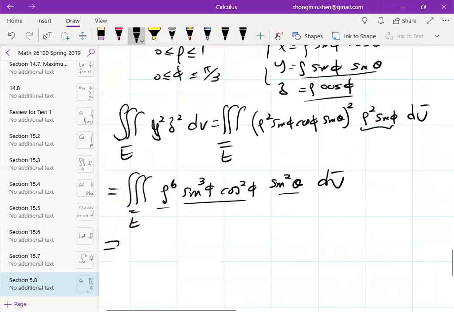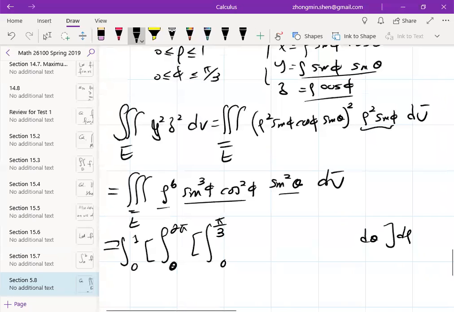So rho is from 0 to 1. Theta is from 0 to 2 pi, d theta. The phi, be careful, is from 0 to pi over 3. So I get all those, and this is d phi.